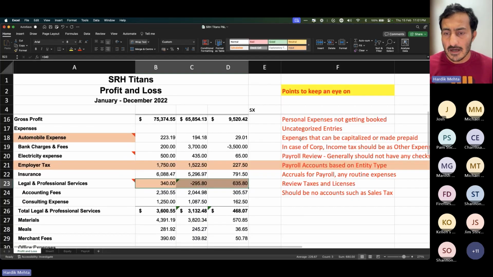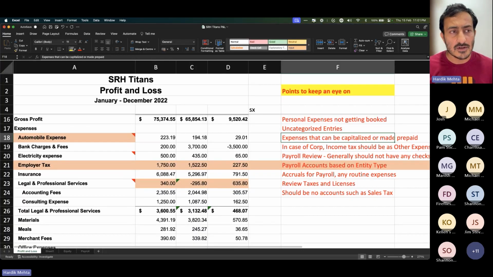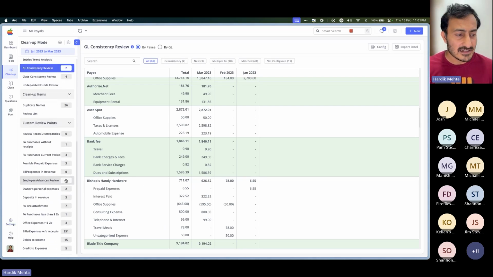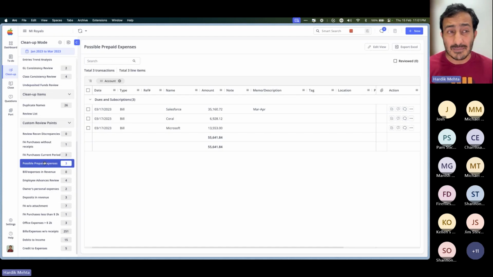Yes, this is also one good thing to check: expenses that can either be capitalized or could be prepaid expenses, right? For this, we need to make sure we have a defined threshold limit. In Zenit also, we have default review points that easily tell us, hey, these are possible prepaid expenses, because this is how we have configured it here.